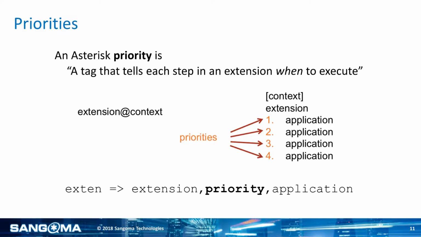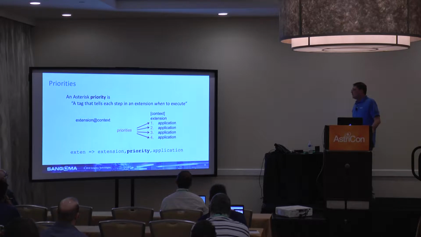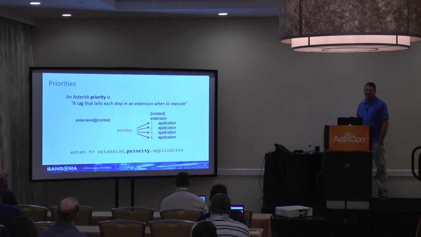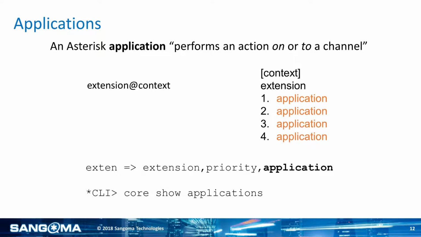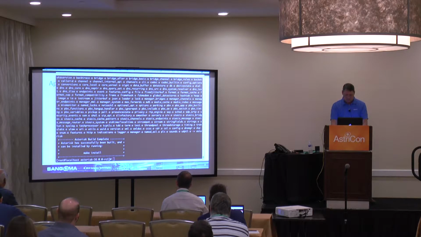So the priority is essentially a tag that tells each step in the extension when to execute. You can have multiple priorities per extension, and each priority will run a different application. Any questions? Make sense? Kind of like line numbers in the old BASIC programming language, if anybody's that old school. The application is what to perform on the channel that's dialed that extension. And like I said earlier, each priority will have its own application. Let's go look at the applications, the Dialplan applications.